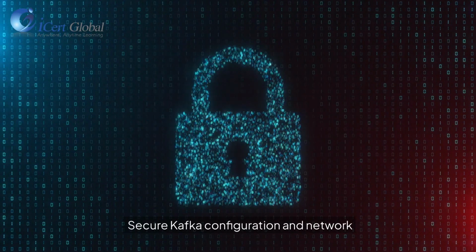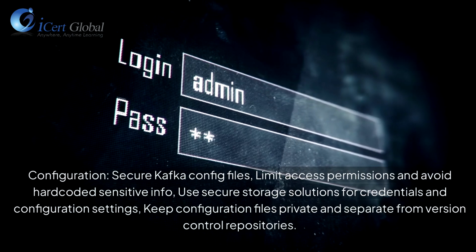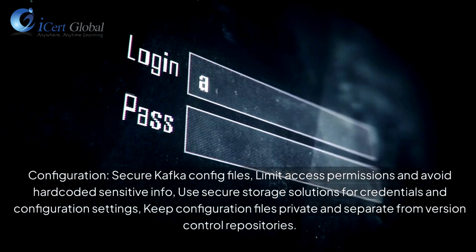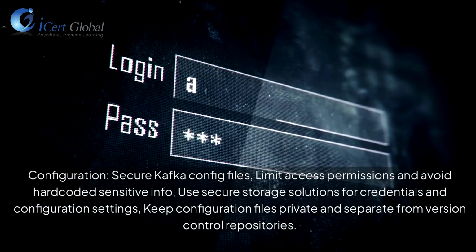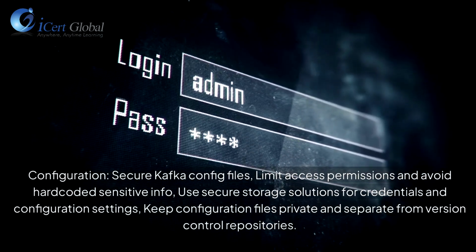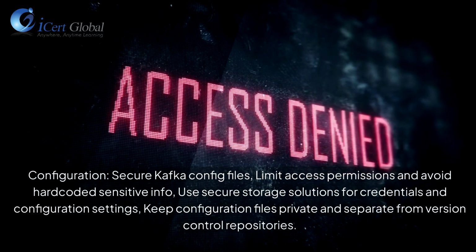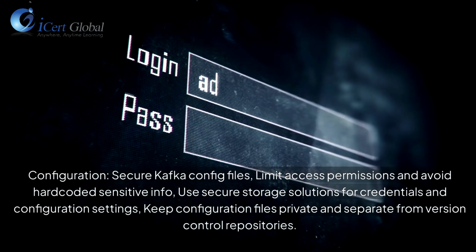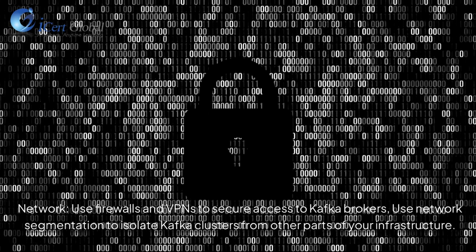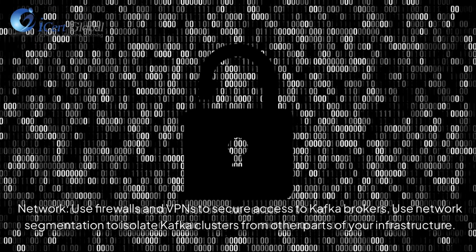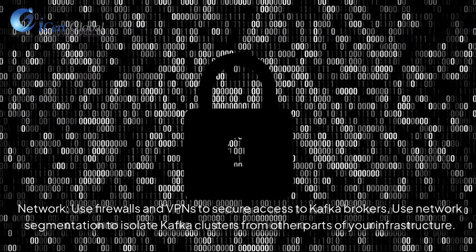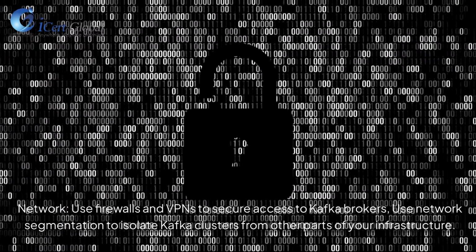Secure Kafka configuration and network configuration. Secure Kafka config files. Limit access permissions and avoid hard-coded sensitive info. Use secure storage solutions for credentials and configuration settings. Keep configuration files private and separate from version control repositories. Network. Use firewalls and VPNs to secure access to Kafka brokers. Use network segmentation to isolate Kafka clusters from other parts of your infrastructure.